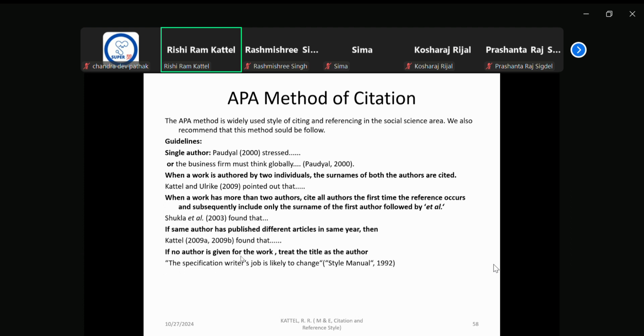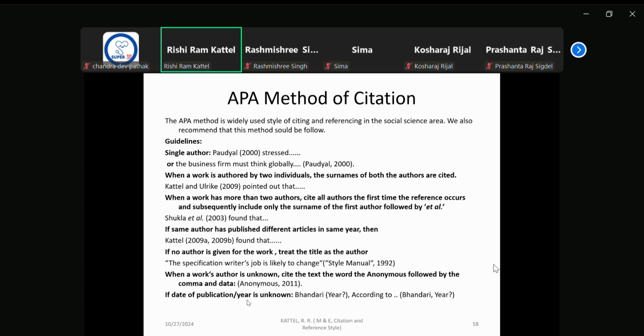If no author is given for the work, treat the title as the author. For example, the specification writer's job is likely to change, Style Manual 1992. When a work's author is unknown, cite the word anonymous followed by a comma and the year, like Anonymous 2011. If the date of publication is unknown, then you have to write n.d. for no date: Bhandari, n.d., or according to Bhandari, n.d., if the publication date is unknown. In this way, you have to do it.